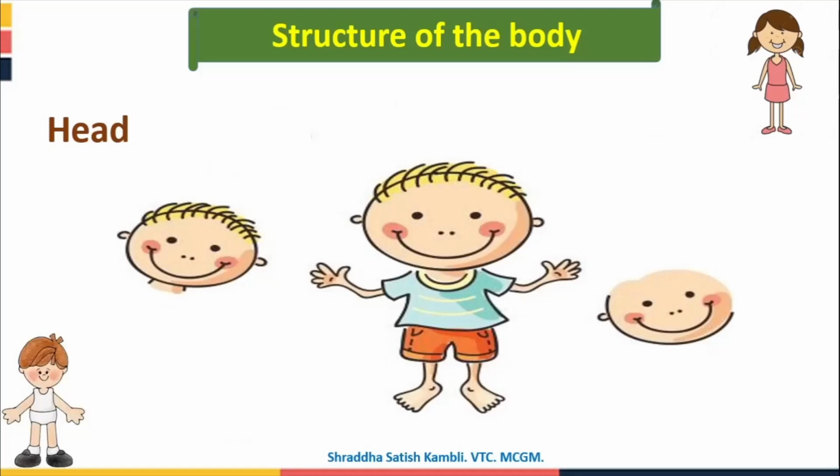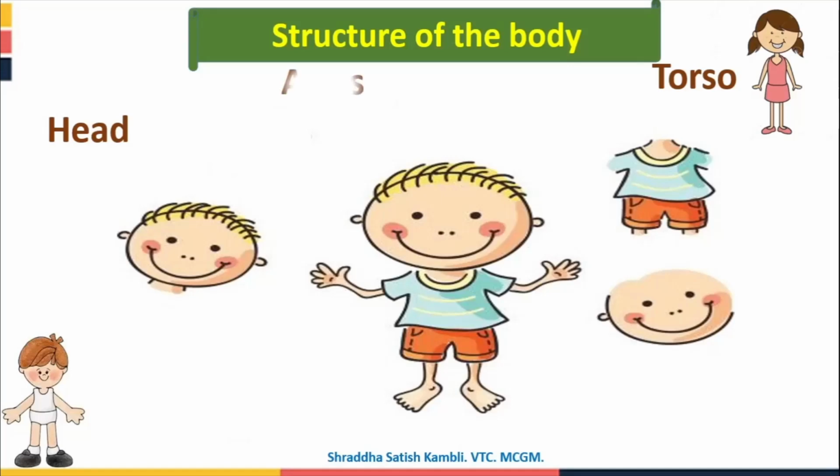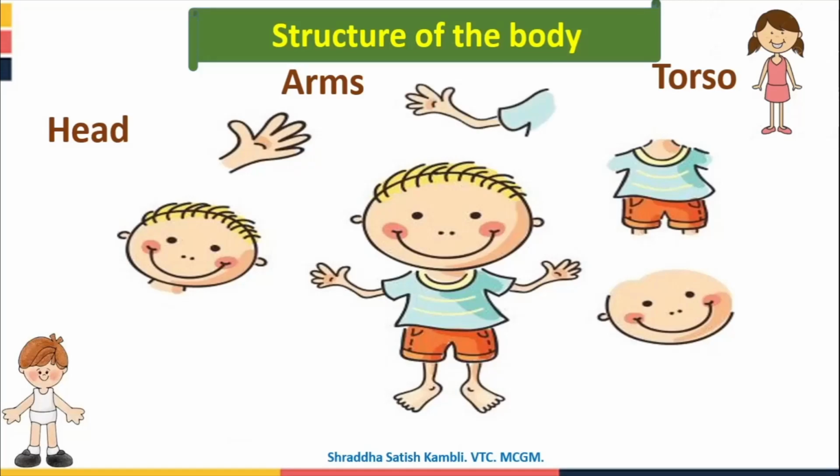Alright, after that we have the torso. Now what is the torso, children? See, this part of the body below the head and above the legs is called the torso. Okay, so the tummy and the chest are in the torso, and then you have the arms. Arms means your hands, and then you have the legs.